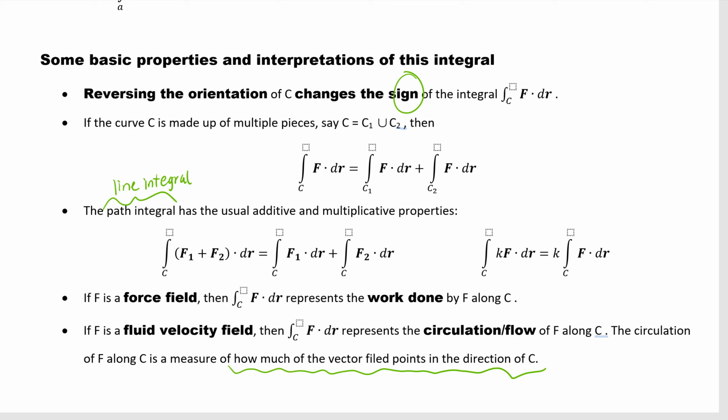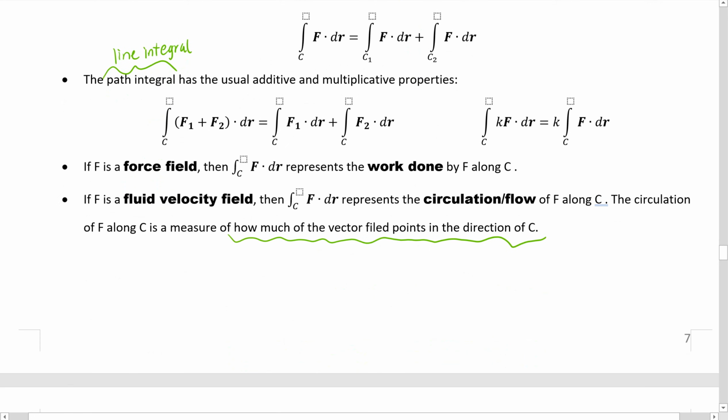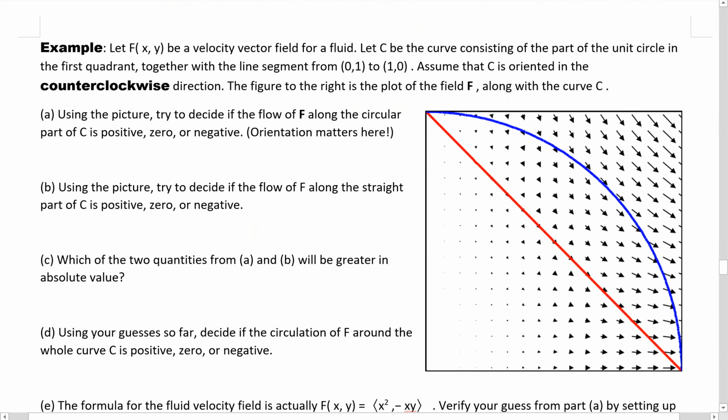So circulation or flow measures how much of the vector field points in the same direction as the path C. Okay. Now, example time. Let F be a velocity vector field of a fluid. Let C be a curve consisting of the part of the unit circle in the first quadrant, together with a line segment from (0, 1) to (1, 0).